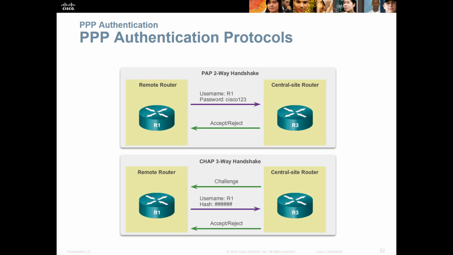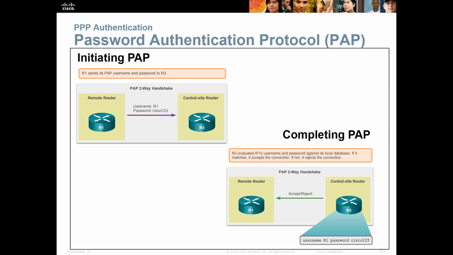Moving on is the authentication portion. Again, we can do PAP and CHAP. PAP is a two-way handshake. CHAP is a three-way handshake. The initiating PAP side will send the username and password, and then the destination will verify and then accept or reject it.